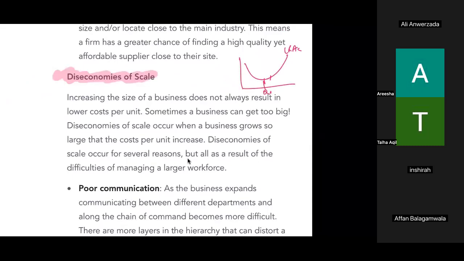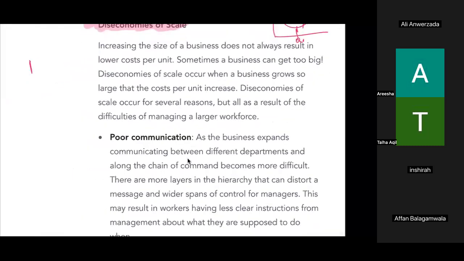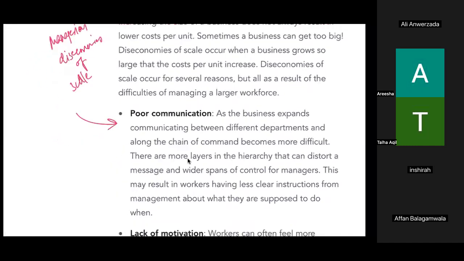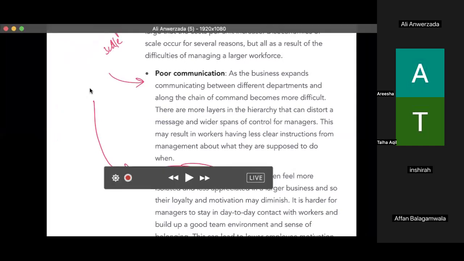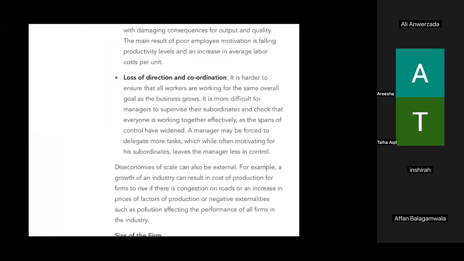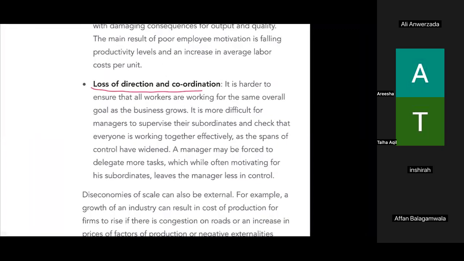And the main reason for diseconomies of scale is simply managerial diseconomies of scale, meaning it becomes difficult to manage people. Why? Because there could be poor communication. When you become larger, communication could break down. When you become larger, there could be lack of motivation. People can feel less motivated, because when you are working in a big firm, you don't get appreciation that often. In a small firm, if you do anything small, you can get appreciated. Also, in a large firm, there could be a possibility of loss of direction and coordination.